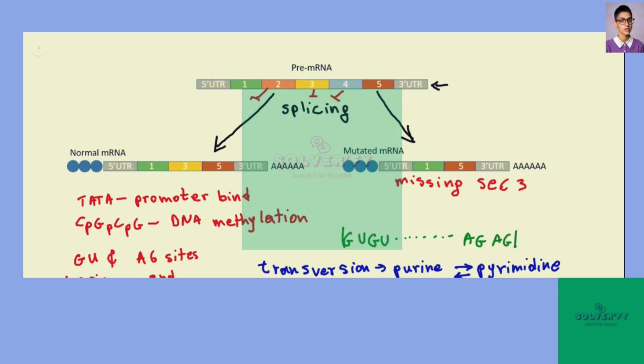Just a mutation that disrupts the GU-AG site will produce a non-functional protein.